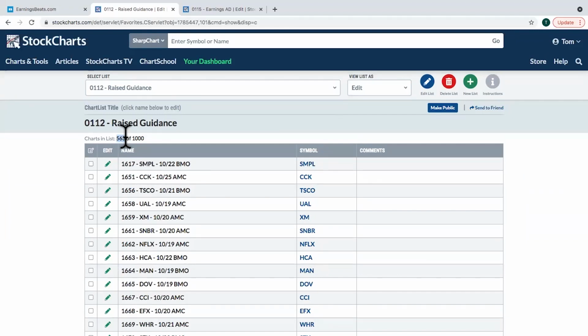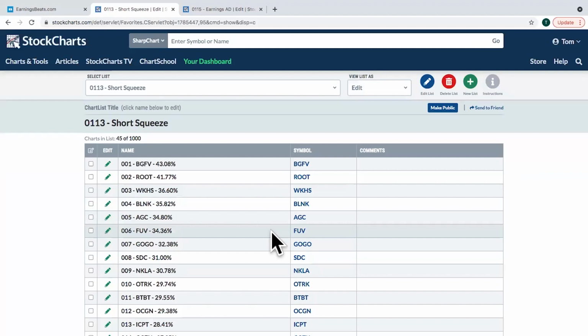563 companies over the last 3 months raising guidance. We've got them all on our chart list. Then we go to the short squeeze chart list. This is probably one of my favorites. I know a lot of our members love this chart list. There are times when there's nothing to do. You should just sit on your hands.